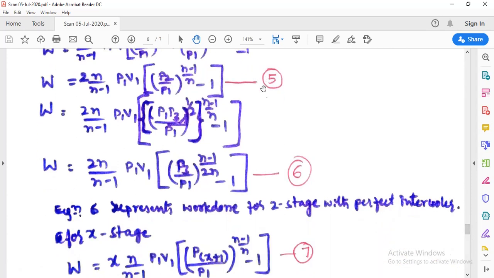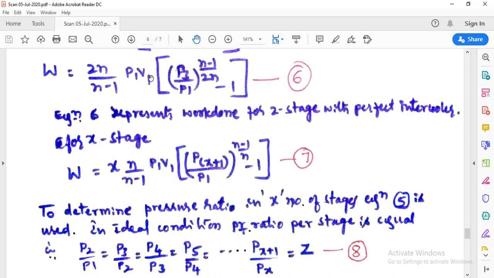So equation number 5 is the minimum work for a two-stage compressor providing the perfect intercooler with the intermediate pressure and initial pressure. And equation number 6 is the expression for minimum work done per cycle for a two-stage compressor providing the perfect intercooler in terms of delivery pressure and initial pressure. This is only for two stages.